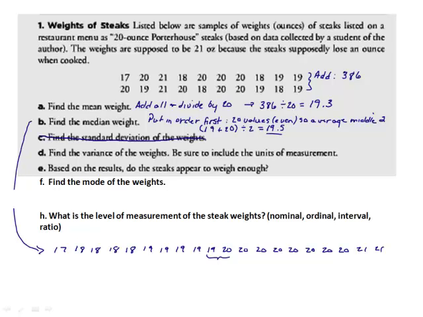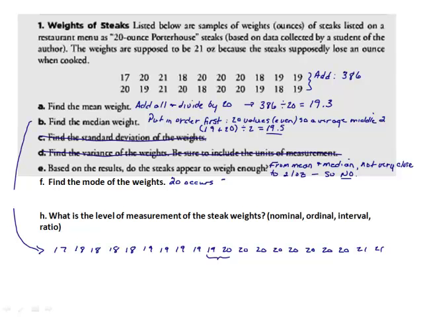Okay, now we're skipping the next 2 parts since I wouldn't ask you to find standard deviation or variance on the test. So let's go on to Part E. So based on just what we've seen from the mean weight and the median weight, the question is, do the steaks appear to weigh enough? And the problem said the weights are supposed to be 21 ounces. And since both the mean and the median are in the range of 19.3 to 19.5, we'd have to say no, the steaks don't weigh enough.